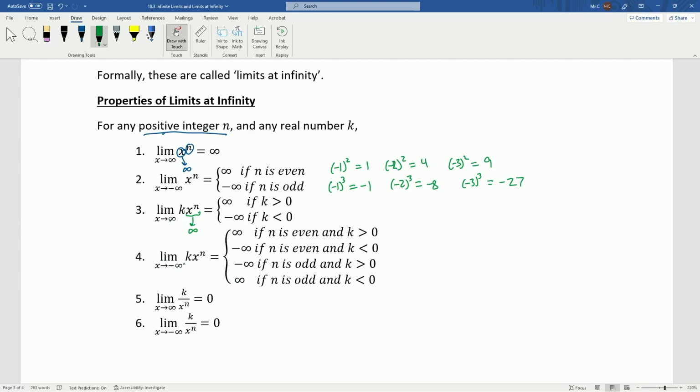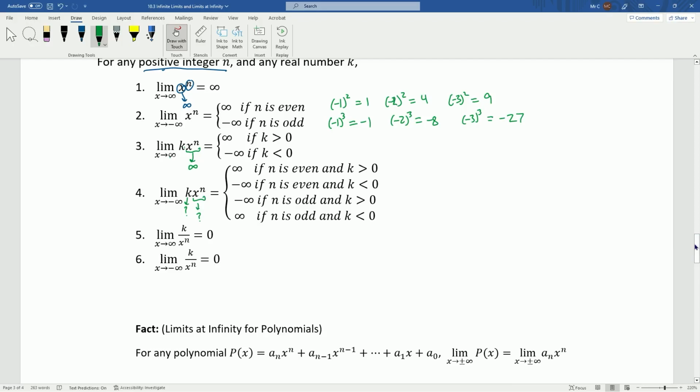It's the same logic for the limit as x goes to negative infinity of k times x to the n. Basically, we have to check what's happening to this x to the n and what k is, and just check whether our factors are positive or negative. So when we're dealing with just polynomial expressions, we're going to mostly use these first 4 properties. But whenever we're dealing with rational expressions, these are going to be the ones we use.